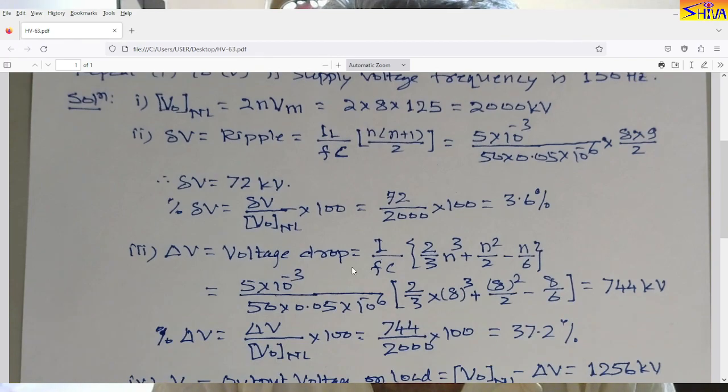Capital delta V, that is voltage drop. This is the formula I upon FC in bracket. This is the term. So I is 5 milliampere, convert into amperes.